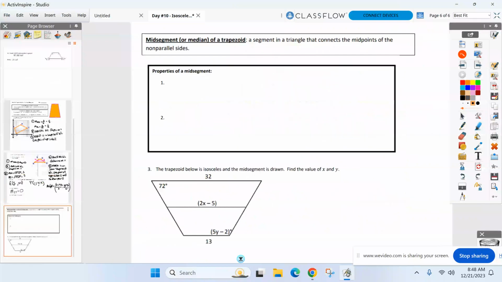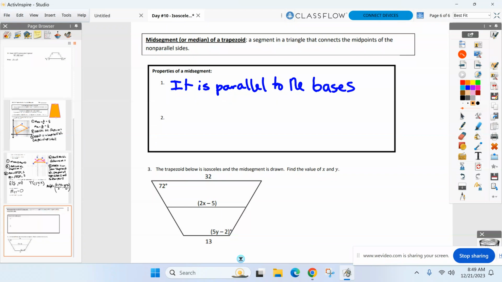All right, so go to the next page. Let's write down that property of a mid-segment. I like it. Property number 1, the mid-segment is parallel to the, oh, this would be great. Come on now, dig deep. What do I call those parallel sides on a trapezoid? Bases, yes. It is parallel to the bases. Good.